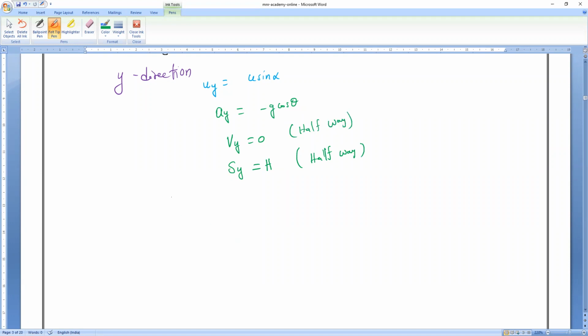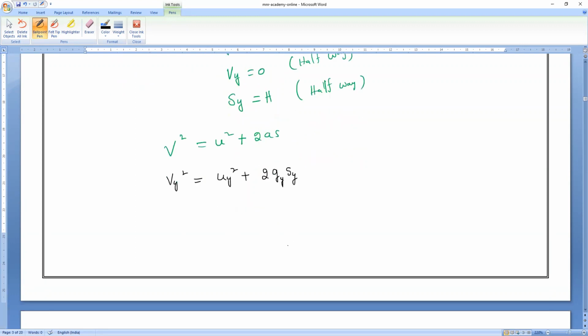So now, which equation can you apply? We have to find h now. No time is mentioned, so which equation? v square equals u square plus 2as, the third equation. Modify according to y direction, so it will become vy square equals uy square plus 2 g, 2 a in y direction and s in y direction. Am I right or wrong? Did I modify correctly?